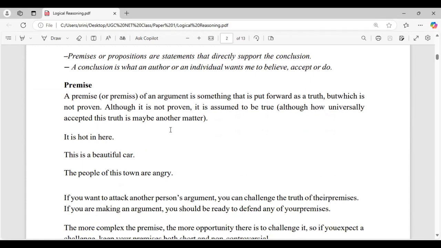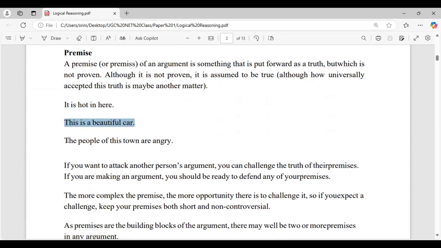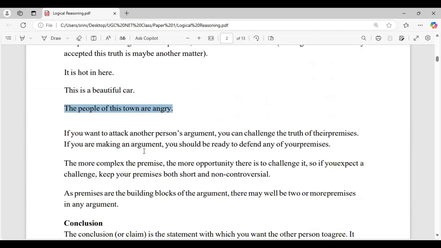The premise of an argument is something that is put forward as a truth, but which is not proven. Although it is not proven, it is assumed to be true. This is a beautiful car, for example. The people of this town are angry.